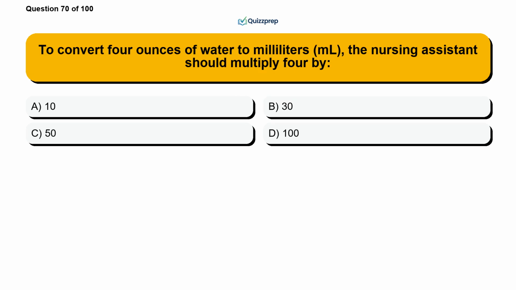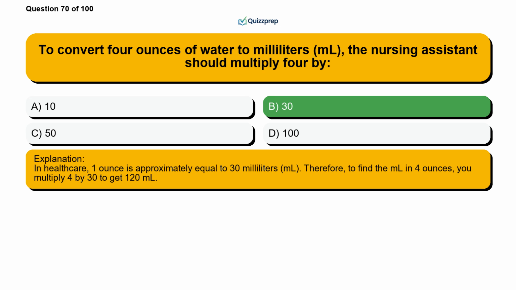Question 70. To convert 4 ounces of water to milliliters, ml, the nursing assistant should multiply 4 by: Option A, 10. Option B, 30. Option C, 50. Option D, 100. The correct answer is option B, 30. In healthcare, 1 ounce is approximately equal to 30 milliliters. Therefore, to find the ml in 4 ounces, you multiply 4 by 30 to get 120 ml.